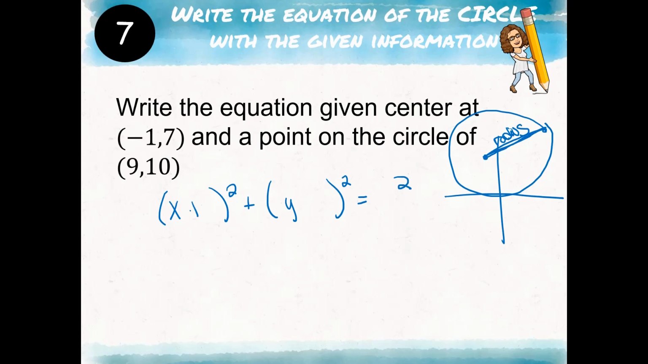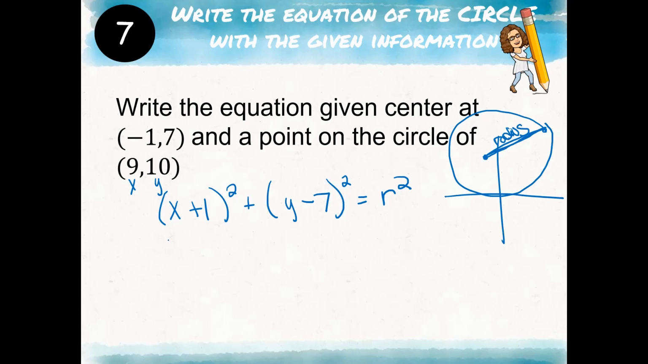I do know my center, so let's plug that in. I don't know my radius. What do I want to do? Oh, I could find the distance between that dot and that other dot. I could use the distance formula. But I have an ordered pair, right? (9, 10). That's an X and a Y, isn't it? So couldn't I just plug that in for X and Y? And if I did that, I would just have R left, and I could solve for it.